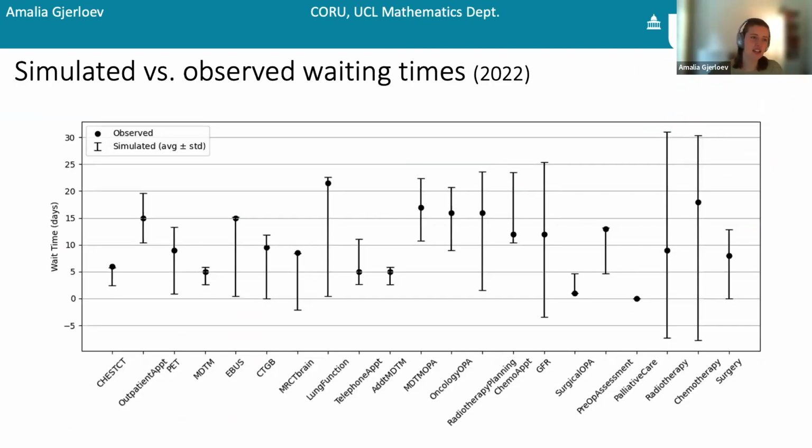So here are the simulated versus the observed waiting times for 2022 for the lung cancer pathway. These black dots are the observed values, and these lines here are the simulated values, plus or minus a standard deviation. So we can look at the waiting times and make sure that makes sense.